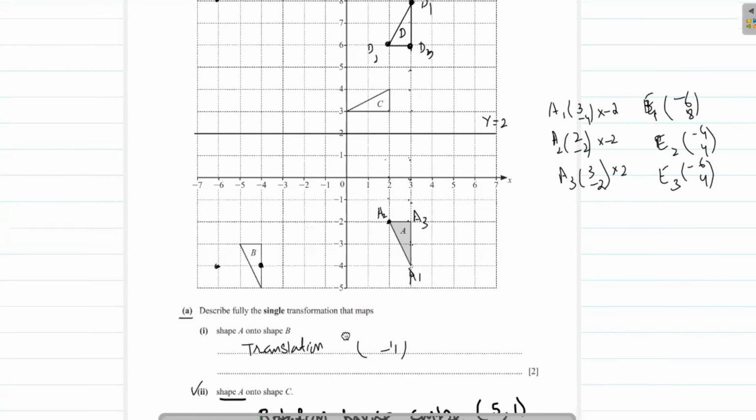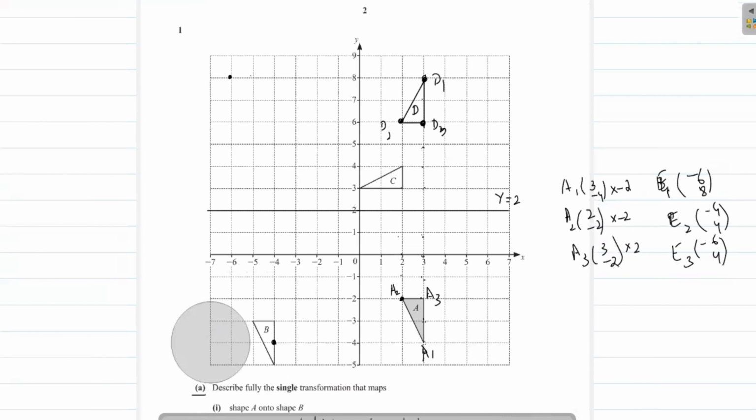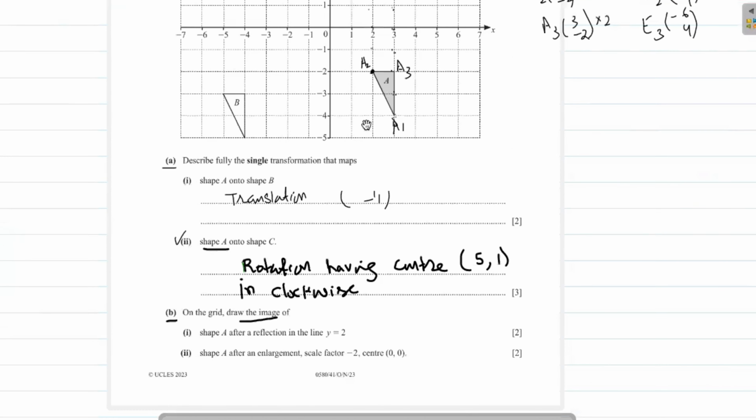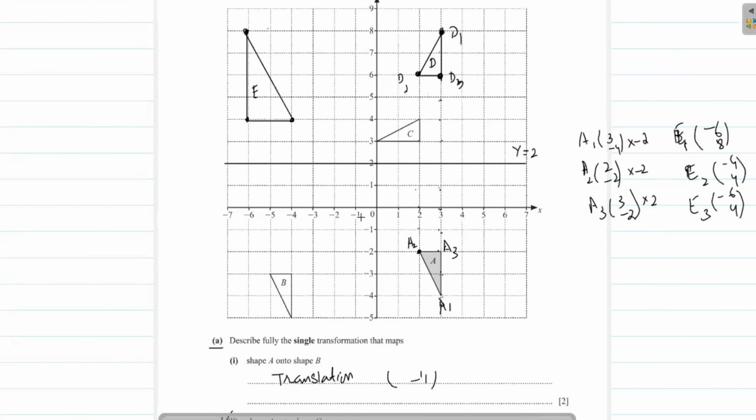Now we will mark the points. These image points you see here: -6, 8. Next is -4, 4. And next is -6, 4. And we will join these points. After joining these points, we get the enlargement triangle, and we name it as E. This is the enlargement of shape A with scale factor -2 when the center of enlargement is 0, 0.